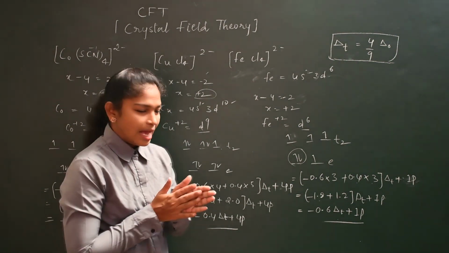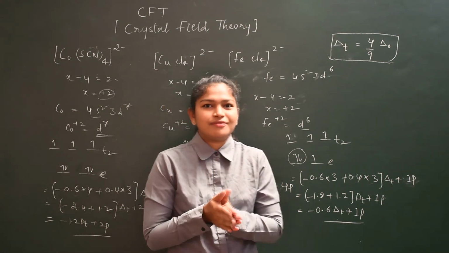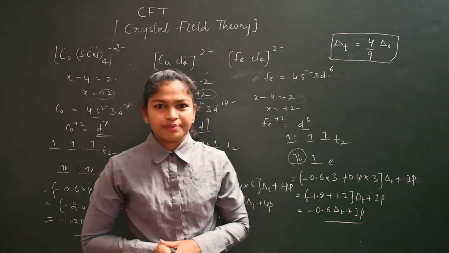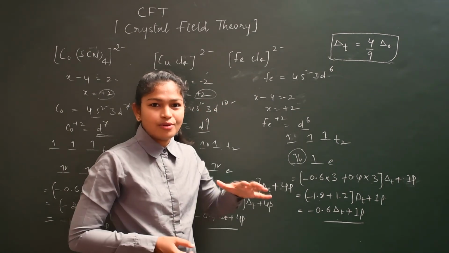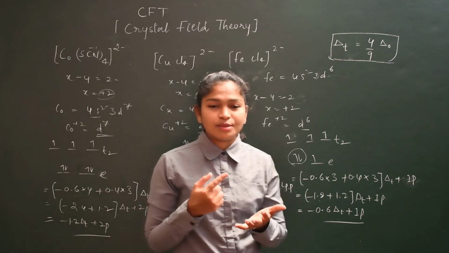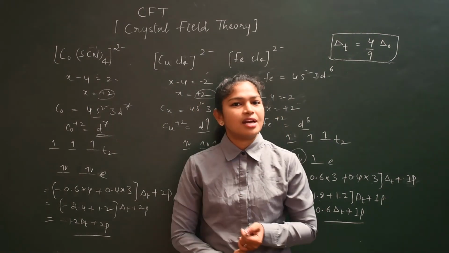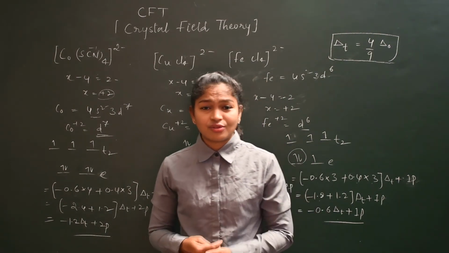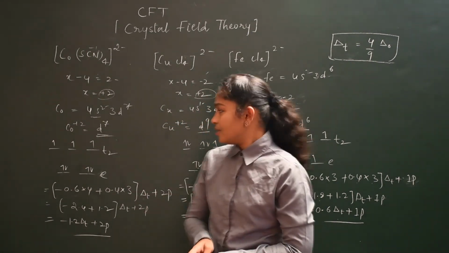So with this I have finished crystal field theory, and I think you have understood how the splitting happens in octahedral and tetrahedral, and how we are going to distribute the electrons in each orbital. So you just remember.